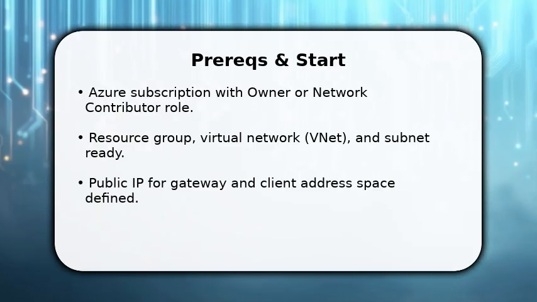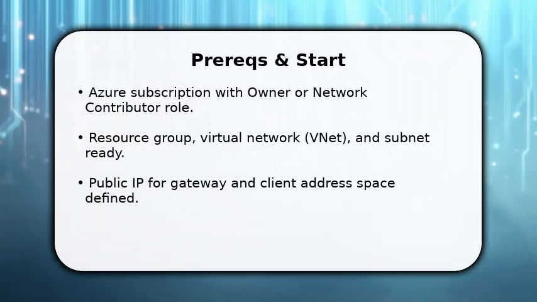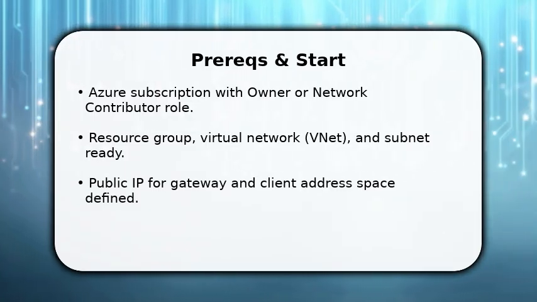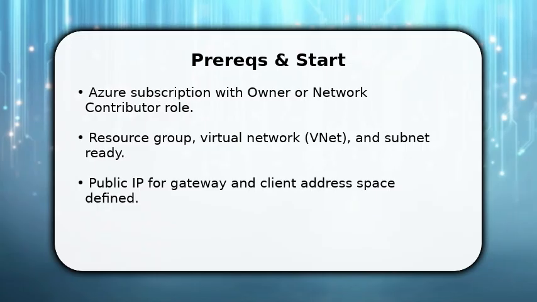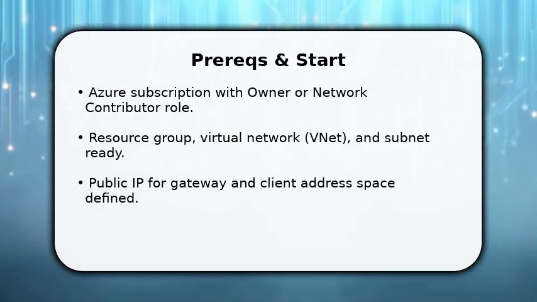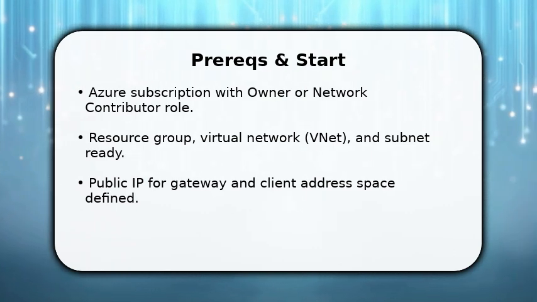Create a resource in the same region as your VNet. Make sure SKU matches throughput needs. Select VPN type, route-based for most scenarios. After selecting the VNet and public IP, click Create to provision the gateway resource and wait for deployment.